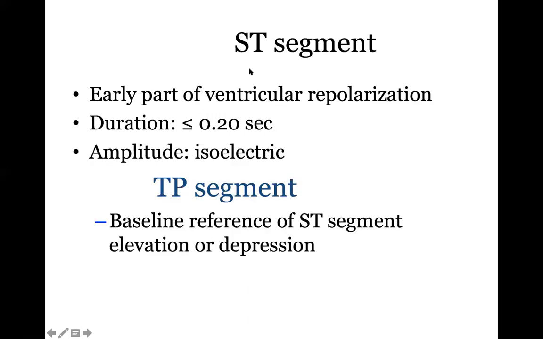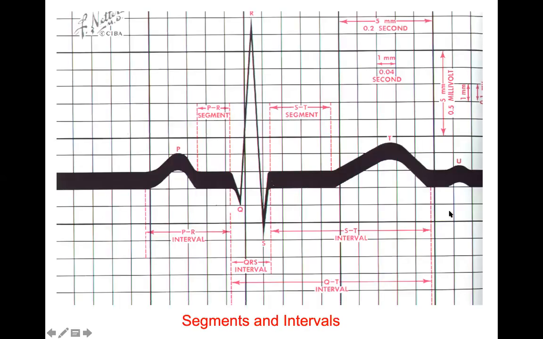Next is your ST segment. This is the early part of ventricular repolarization. The duration is 0.2 seconds and the amplitude is isoelectric. Your ST segment is important in determining if you have coronary artery disease, or we call it myocardial infarction. Your TP segment is the baseline reference of ST segment elevation or depression. This is usually used if you have myocardial injury or myocardial infarction also.